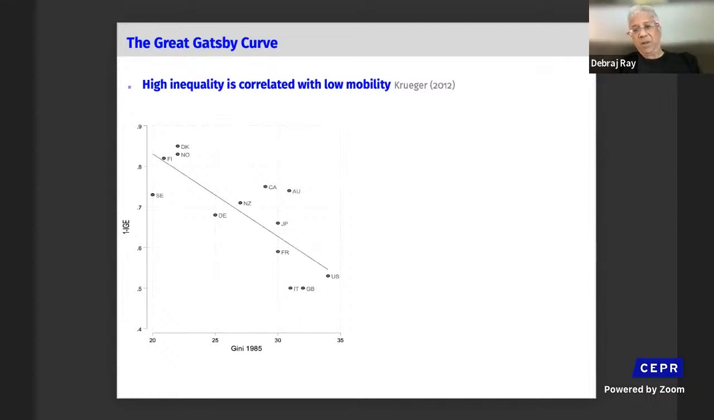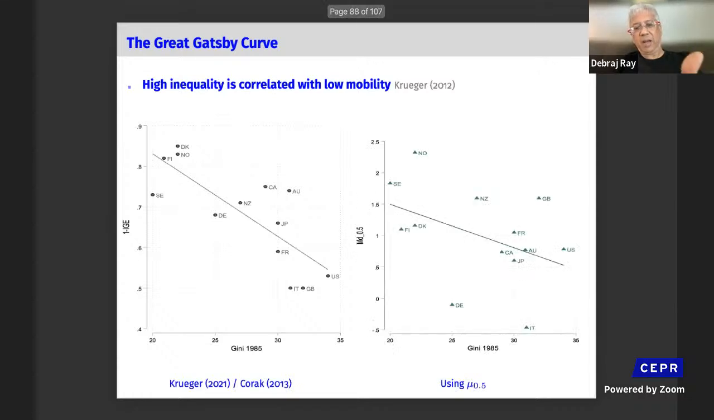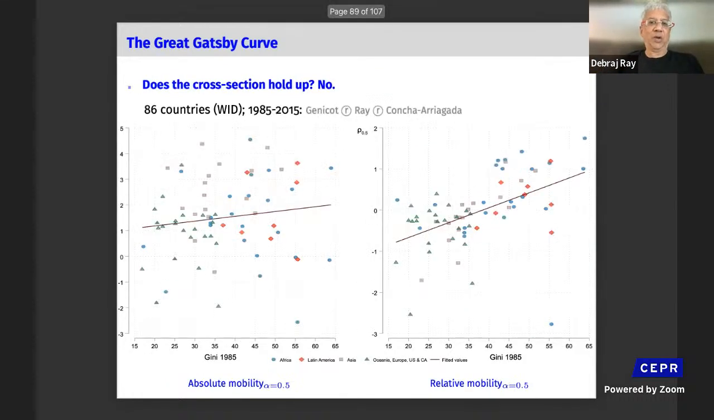Now, if you make the same diagram with our measure, it's not identical, but it works. You also get the Great Gatsby curve. But of course, we can't stop there, because now we are open to apply this measure to all sorts of other countries. So we did. We applied it to 86 countries in the cross-section, over 1985 to 2015.